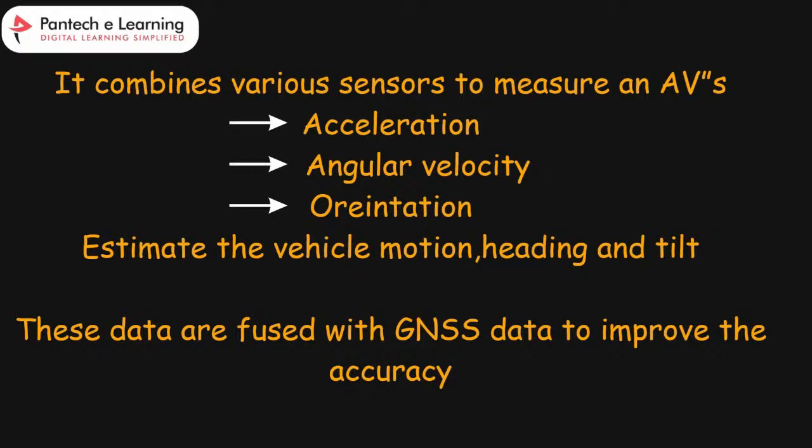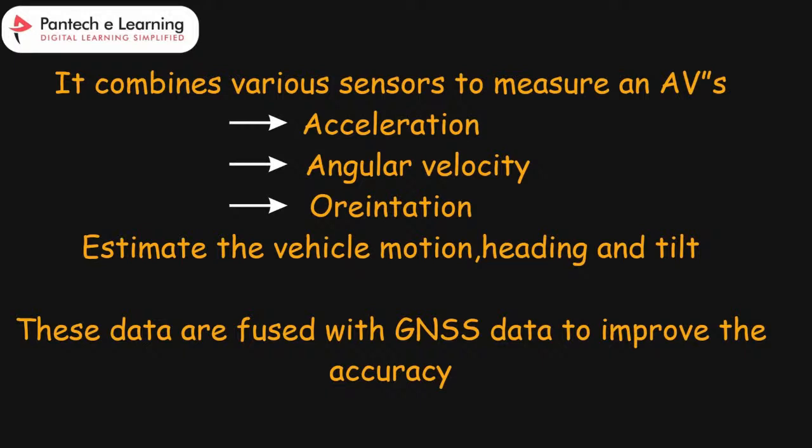Next is estimating vehicle motion, heading and tilt. The IMU uses data from these sensors to figure out how the vehicle is moving, which way it's facing, and whether it's tilting or leaning. Next, fusion with GNSS data. The data from the IMU is combined with data from the GPS to improve accuracy. By combining these different sources of data, the vehicle can get a more precise understanding of its position, speed and direction.